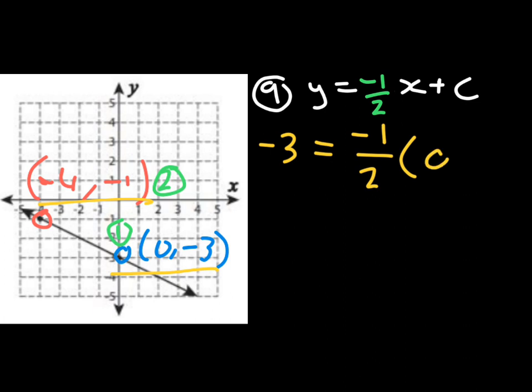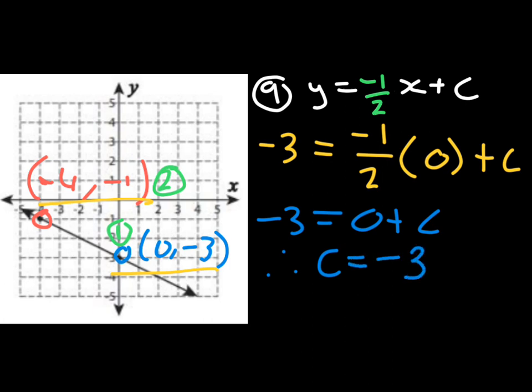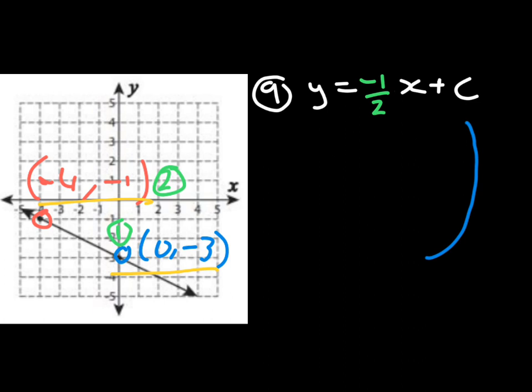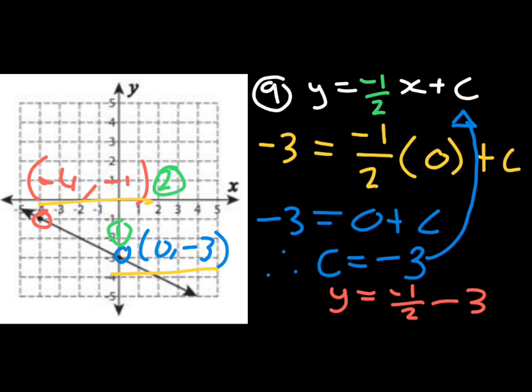Substitute in our value for x, which is 0, and we add c. Therefore, if we multiply the minus 1 over 2 by 0, we get 0. So we could get that minus 3 equals 0 plus c. Therefore, c equals minus 3. And we can substitute this into our general formula, and we get that y equals minus 1 over 2x plus, or rather, minus 3. And that is our final answer for question number 9.